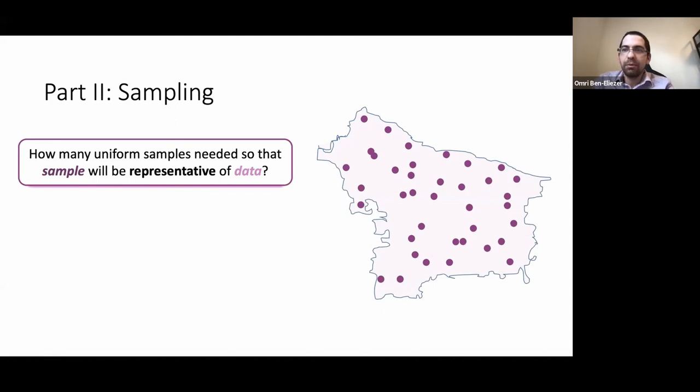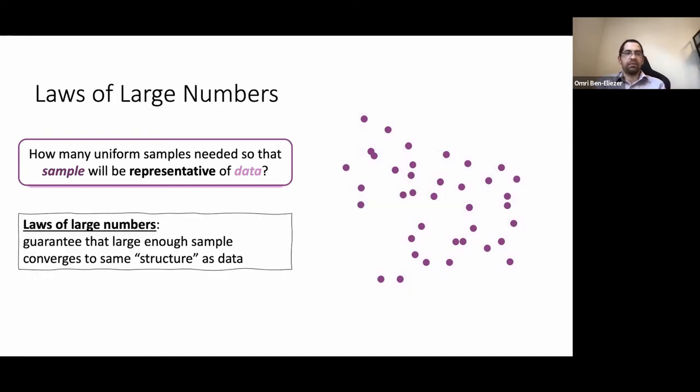So we want to address the following question. How many uniform samples from some data are required for the sample to be representative of the data? This is called by statisticians a law of large numbers. And laws of large numbers guarantee that a large enough sample from some data, from some distribution in their case, converges to the same structure as the data.